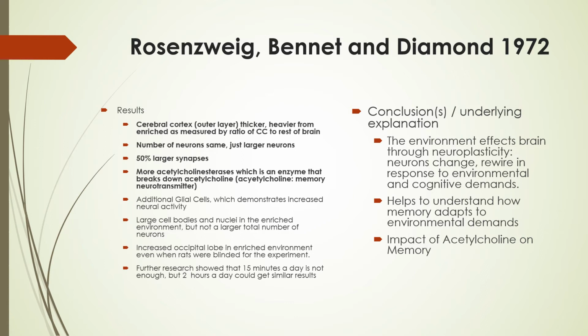So really what this showed was that the environment affects the brain through neuroplasticity. But more importantly for what we're talking about today with neurotransmitters, it also helped to increase the production of neurotransmitters as well. And because there was more going on in the environment, this helped the appearance of acetylcholine, which had an impact on their memory as well, because that's what acetylcholine does.